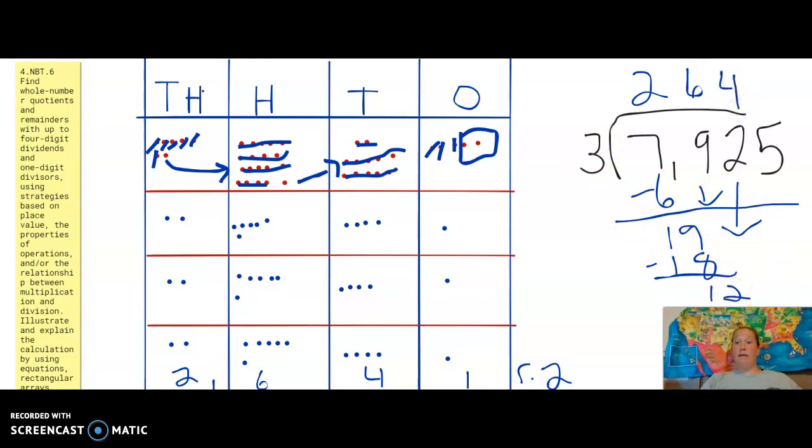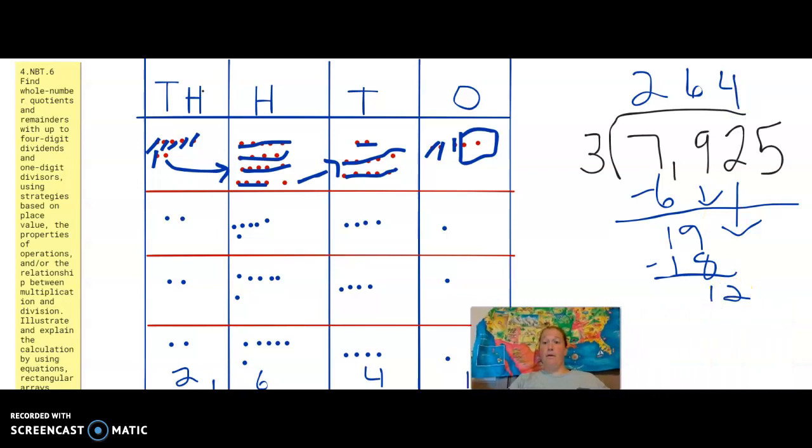I might have to move my camera a little bit. There we go. All right. So 4 times 3 equals 12. And I will teach you the standard algorithm tomorrow in that lesson. So we'll go through it a lot slower tomorrow. I'm just checking today. Bring down my 5. 3 goes into 5 1 time. 5 minus 3, I get a remainder of 2.